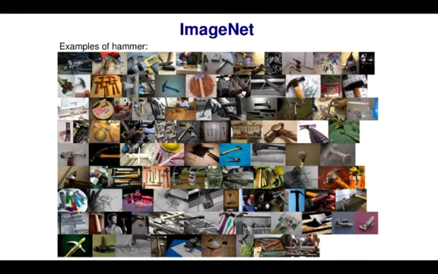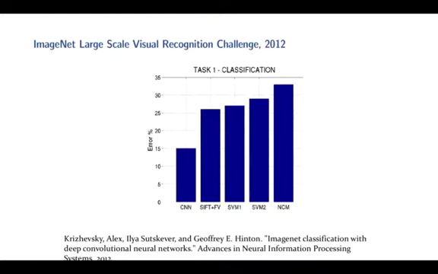Why is that challenging? Look at the diversity of viewpoints. Look at the diversity of the types of hammers. Look at the diversity of lighting, background, angle. It's a really crazy learning problem. Can you learn from this what a hammer is? I'm just giving you one category as an example.